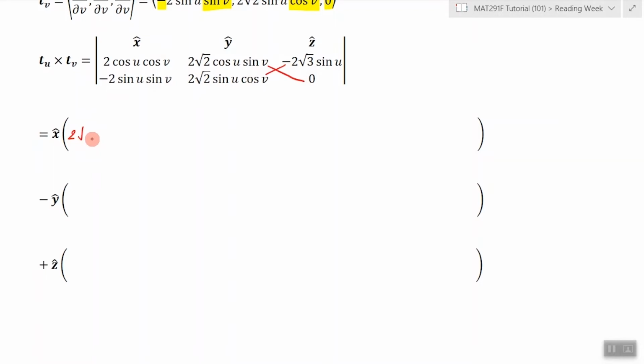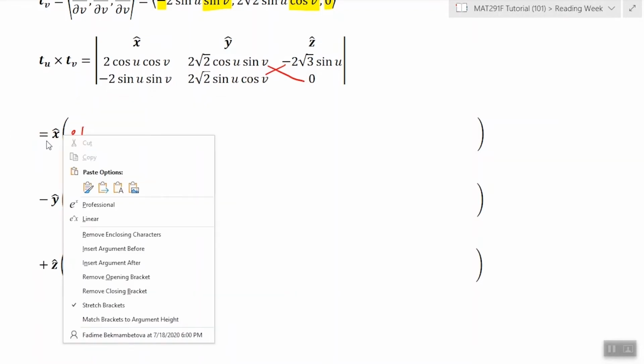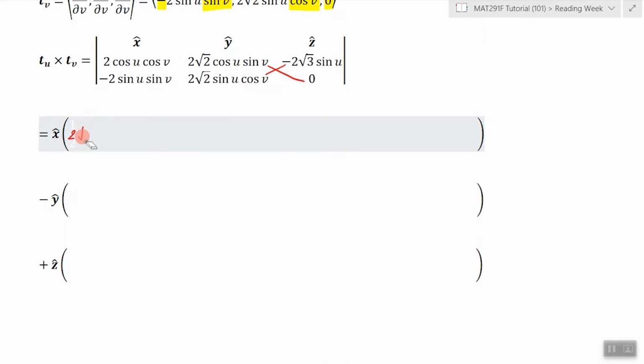Oh, actually, hold on. Oh no, what's happening? Sorry. So this part gives us 0, so we're only left with the second part, which is negative. So basically we get minus negative 2 root 3 times 2 root 2. And then we have sine u, so we get sine squared u and cosine v.